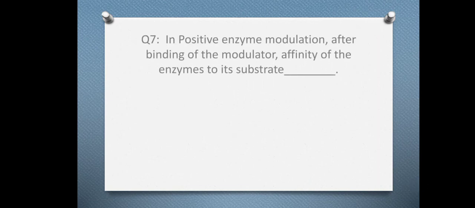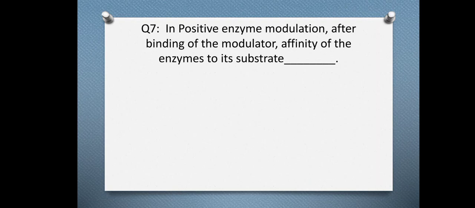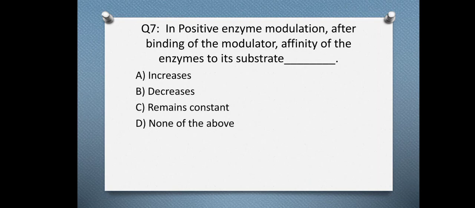Next one, in positive enzyme modulation, after binding of the modulator, affinity of the enzymes to substrate dash dash dash. Options are A increases, option B decreases, option C remains constant, and option D none of the above. In positive enzyme modulation, after binding of the modulator to the enzyme, affinity of the enzyme to its substrate increases or decreases or remains constant. So the correct answer of this question is option A, increases.